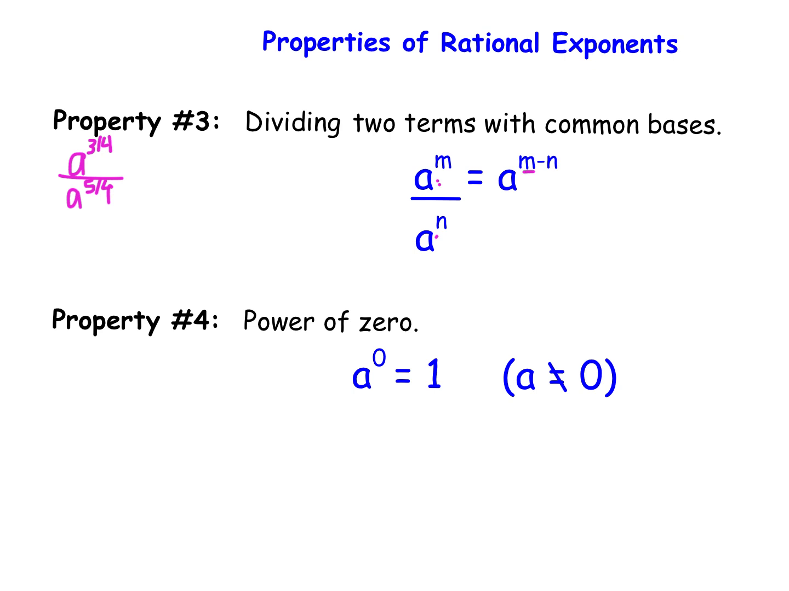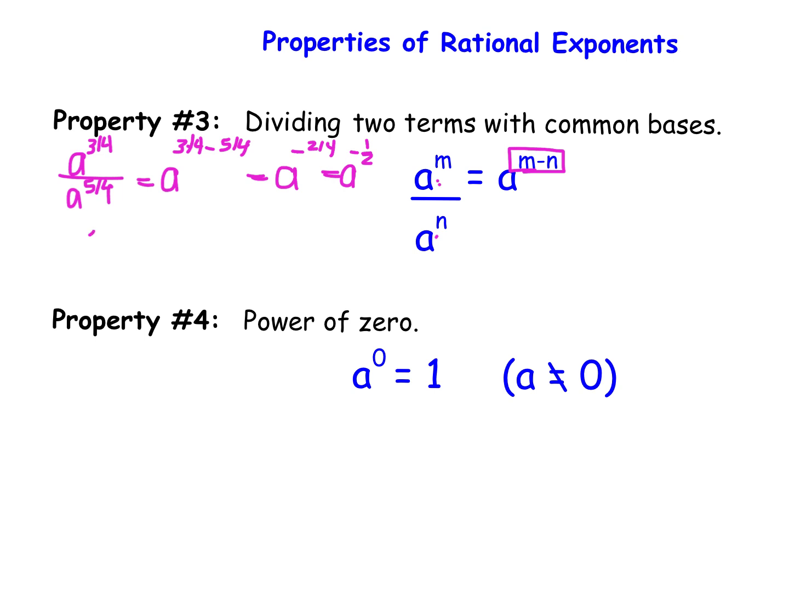Now in the example here you can see we have m minus n. In this case the order matters. So you could turn this into a to the power of 3/4 minus 5/4, which would become a to the power of negative 2/4, which simplifies to a to the power of negative 1/2. So that is an option that you can take.